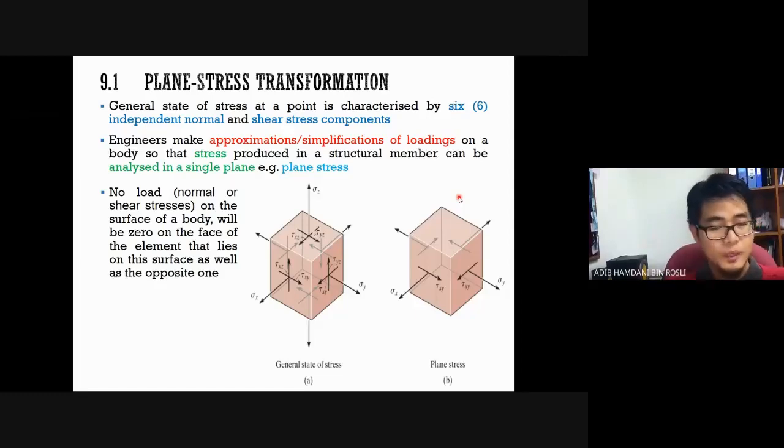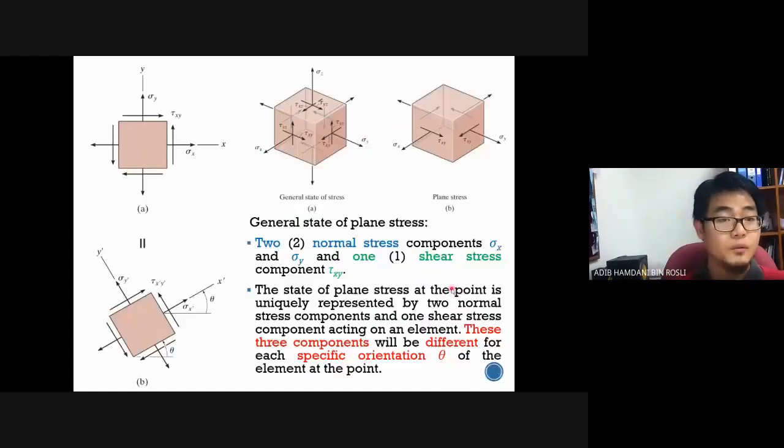Of course, there is a concept behind that, but it's beyond the scope of this chapter, right? And then what you can see is that from the general state of stress, you can reduce to plane stress of sigma x, sigma y, and tau xy only, right? So for this general state of plane stress, you have sigma x in the x direction, sigma y in the y direction, and tau xy. Having said that, this element follows the original x and y configuration, right? What happens if you rotate that one?